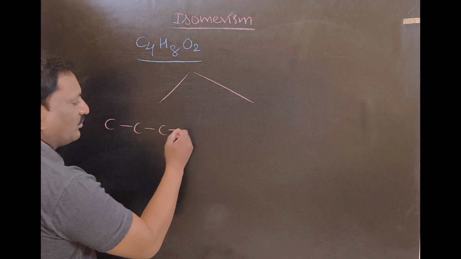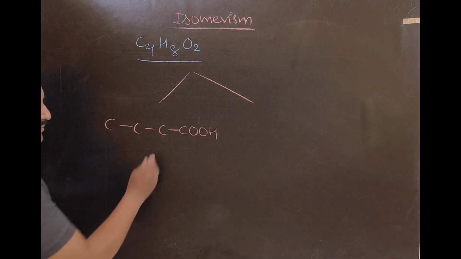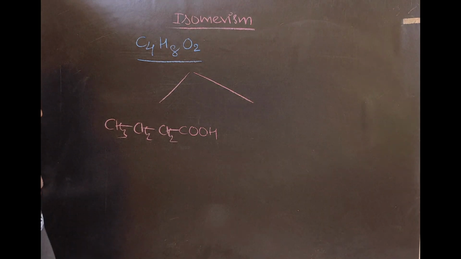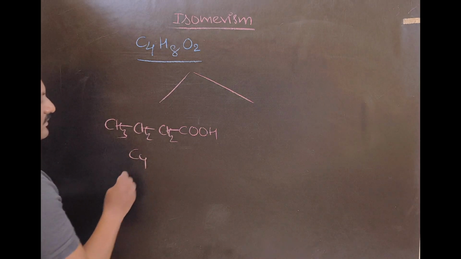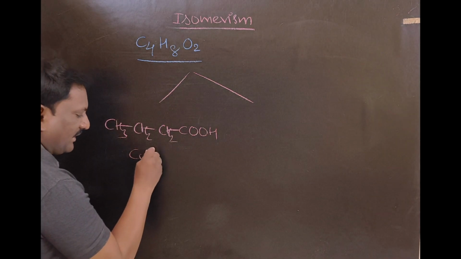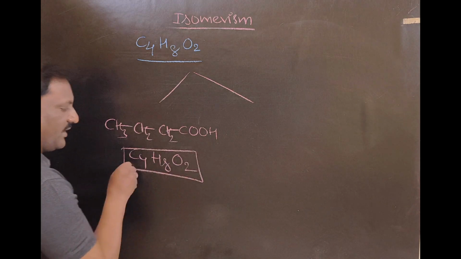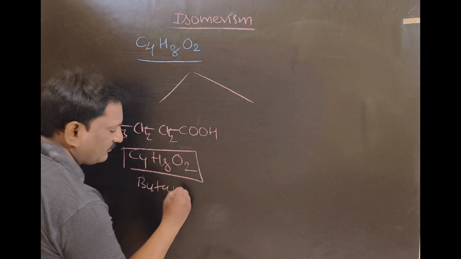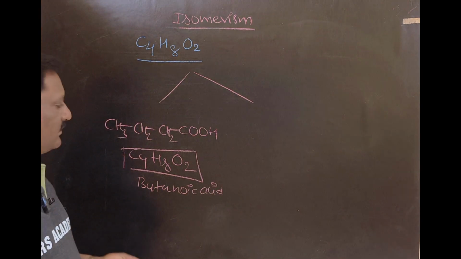1, 2, total 4 carbons. COOH. This is an acid, right? CH2, CH2, CH3. Let us check the chemical formula. 1, 2, 3, 4 carbons, 8 hydrogens, 2 oxygens, C4H8O2. So what is the name of this compound? Butanoic acid. Butanoic acid. Okay?